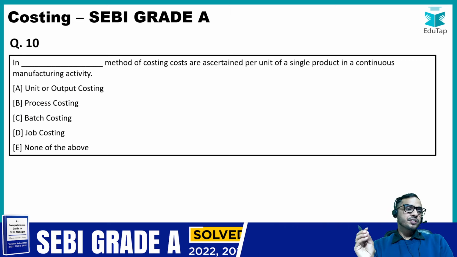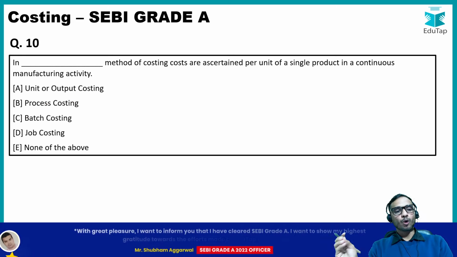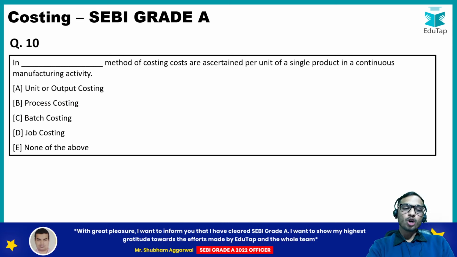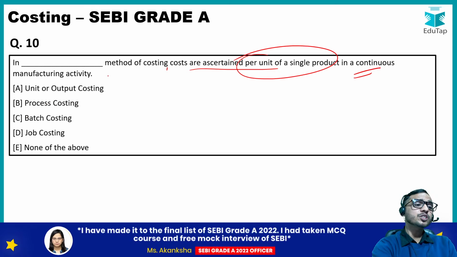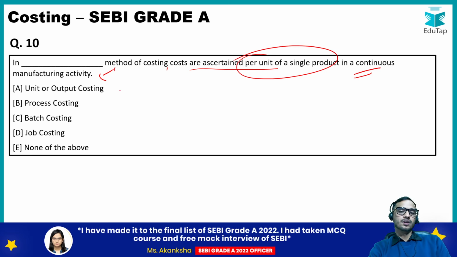Now the 10th question we have is, in dash method of costing, costs are ascertained per unit of a single product in a continuous manufacturing activity. Oh, this is something different.